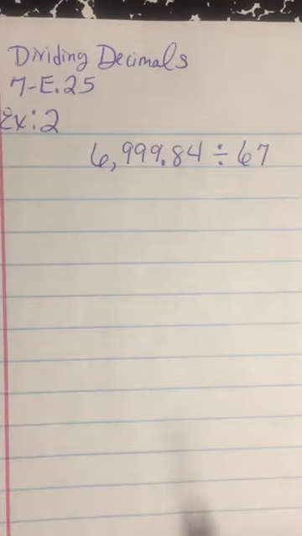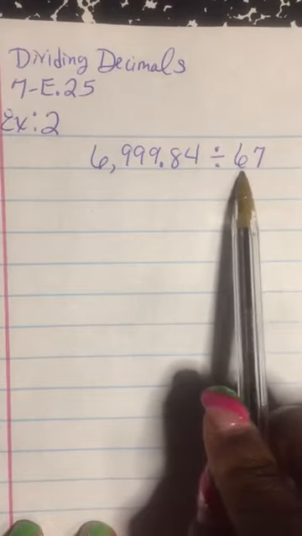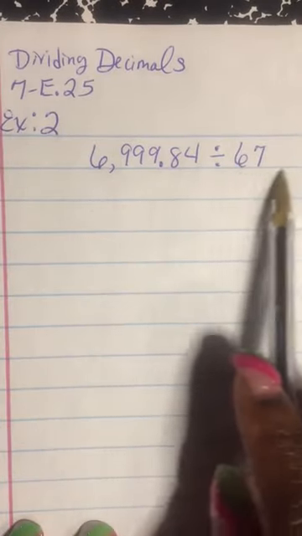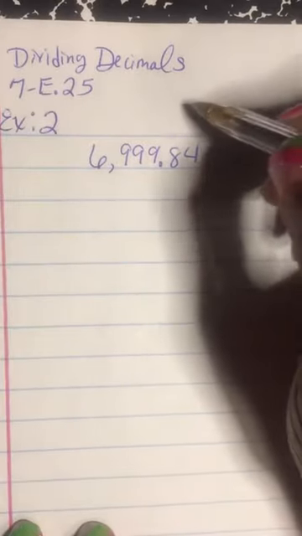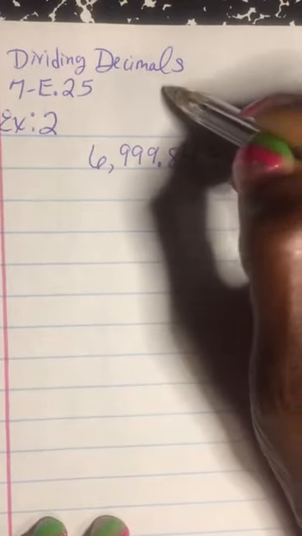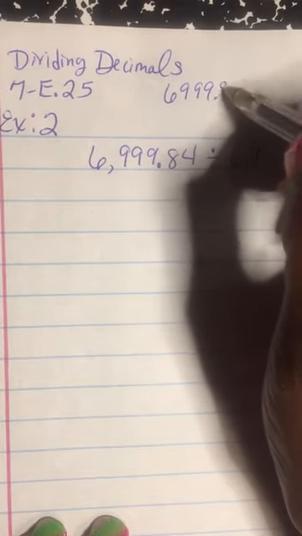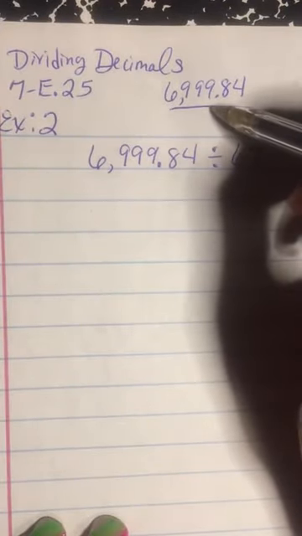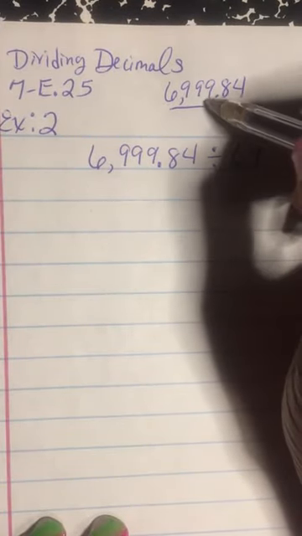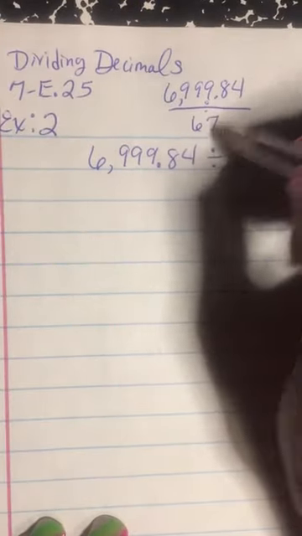Okay, the second example that you will see is like this with the division sign in the middle. So again, it's important to know that division is the same thing as a fraction. When it's not under the division sign, this number is your numerator. The division sign is the same thing as your fraction sign. All it's missing are the two dots. And then your 67 goes underneath.